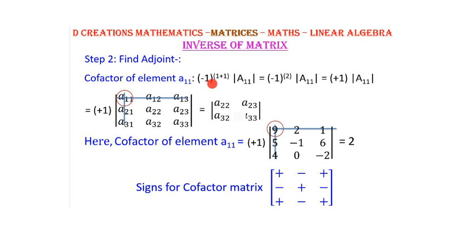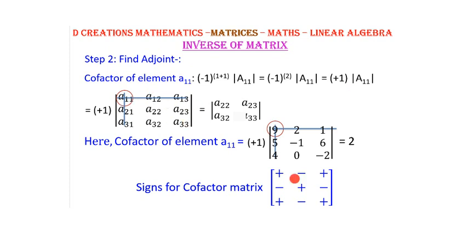It's minus 1 raised to i plus j, where i is the number for the row and j is the number for the column. So in this case, number for the row is 1, number for the column is 1. So 1 plus 1 is 2. Minus 1 raised to 2 gives you plus 1. So sign doesn't change. Now, it's very clear that if the addition of i and j is going to be odd, the sign is going to be negative. So just like for A12, A23, A21, A32.